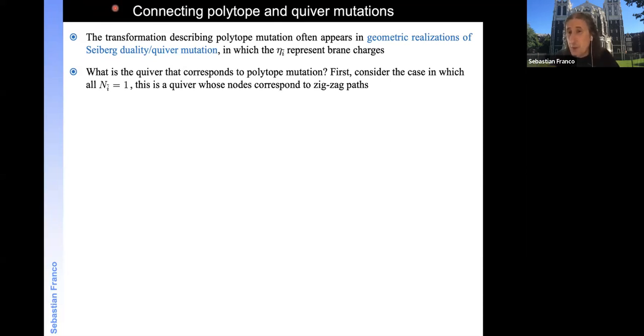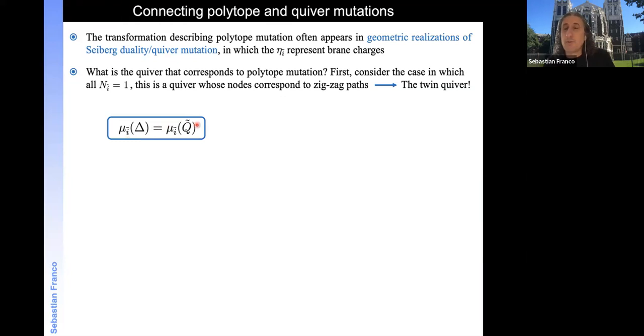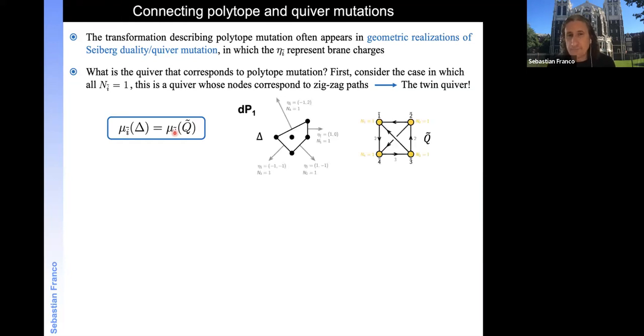What you see is a quiver in which every node should correspond to a zigzag path, right? Or an edge in the polytope, or a side of the polytope. So then the answer is clear. This is the twin quiver. So the mutation of the polytope on an edge I tilde corresponds to the Seiberg duality of the twin quiver on the face I tilde. Okay, so let's do an example.